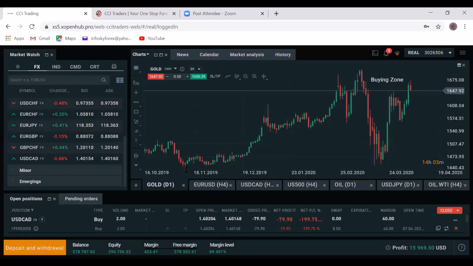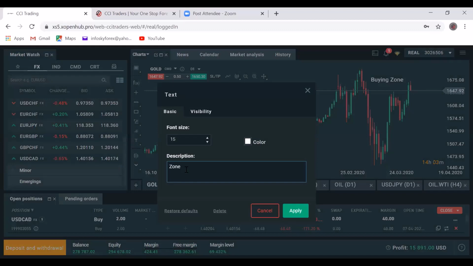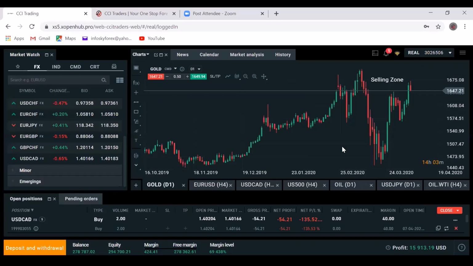Here is gold. Gold is good today. Here is a selling zone for gold. So if you sell gold here, you expect to take profit between 1.608. Any other question?